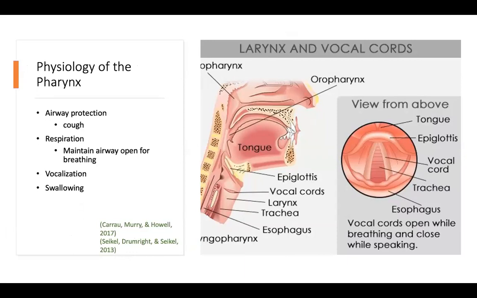So what is the primary function of the pharynx? The primary function is airway protection. So we protect our airway by coughing or throat clearing to prevent any foreign object from going into the airway. So food, liquids, secretions, and whatnot. The second function is respiration, which is basically to maintain our airway open for breathing.